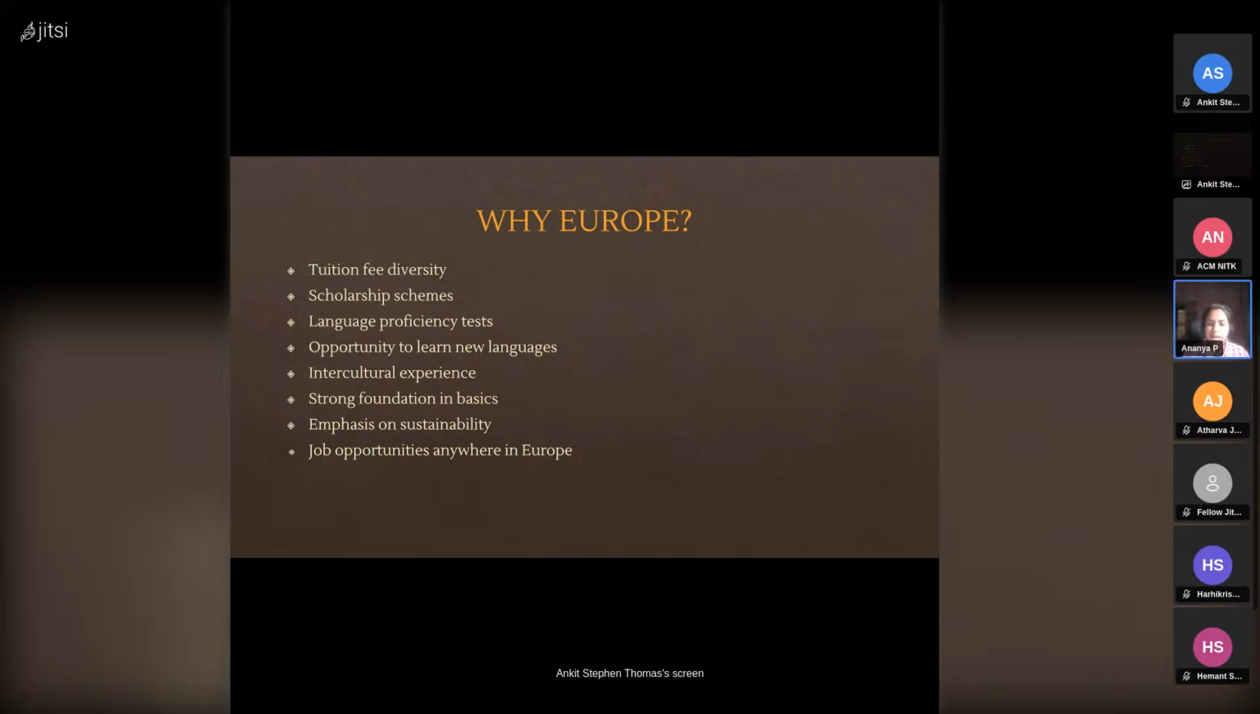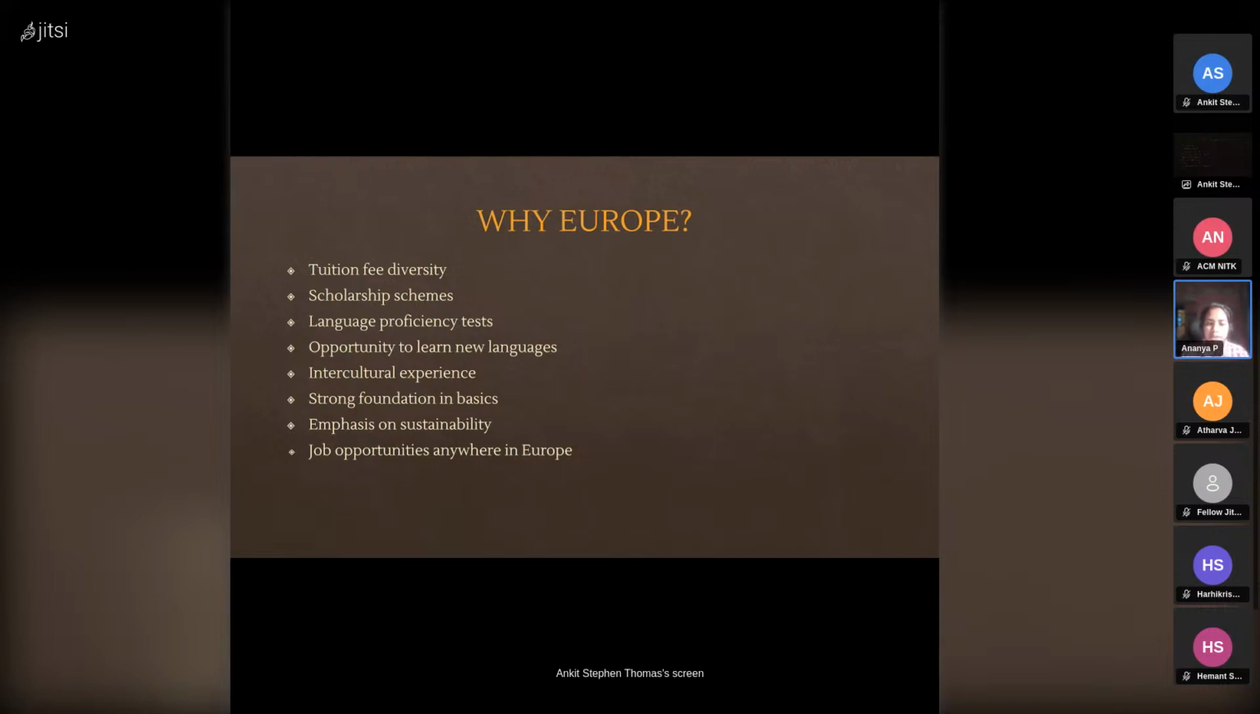And the second thing is there are many scholarship schemes, which is what I'll be talking about in the further slides, some being Erasmus, DAD scholarships, and Charpak scholarships. I'll be talking about them in the further slides.